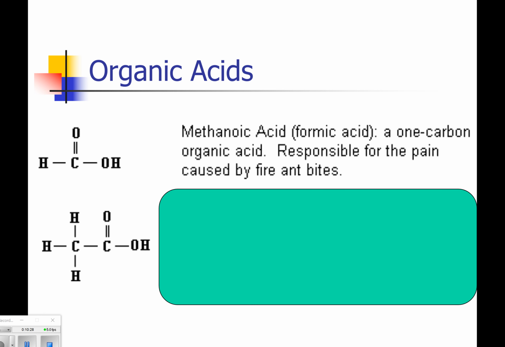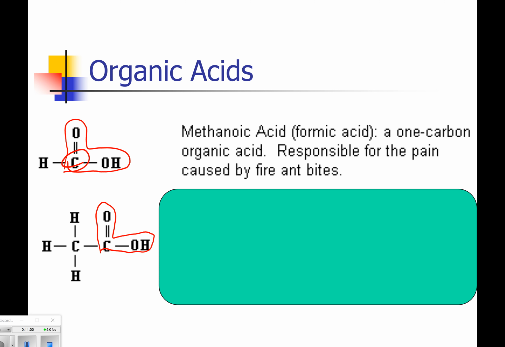So this example here is methanoic acid. It's a 1-carbon organic acid responsible for the pain caused by fire ants. 1 carbon, and we have the carboxyl group indicated there. And we should be able to point this out each time. We want to compare that with what you see on the reference table to make sure we're in the correct class of compound.